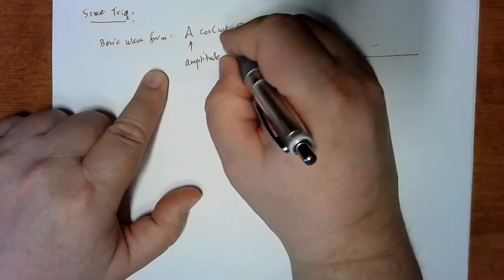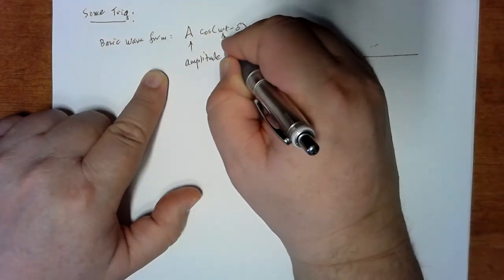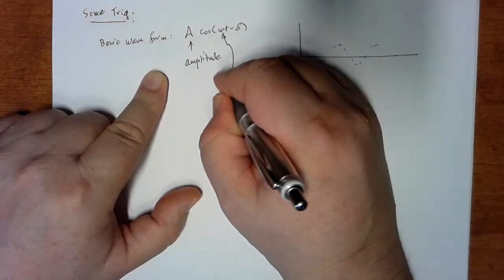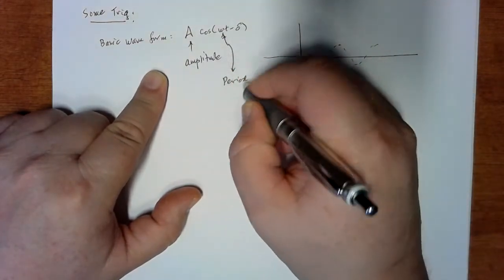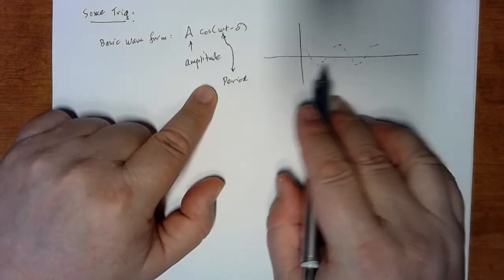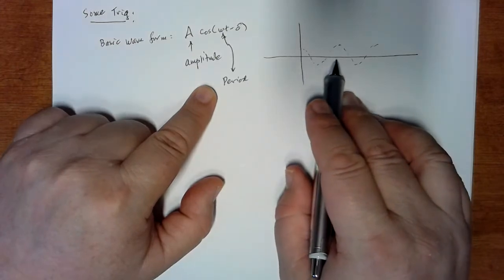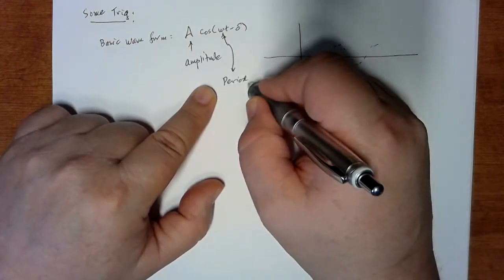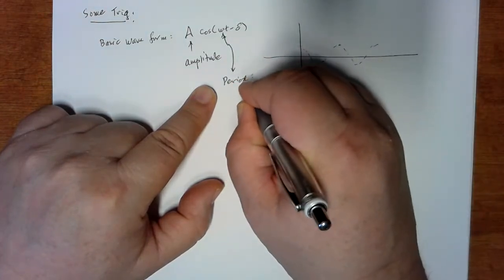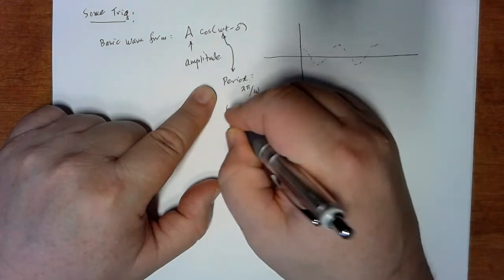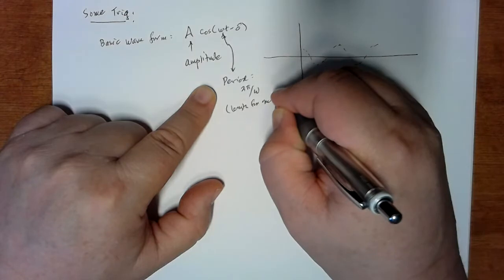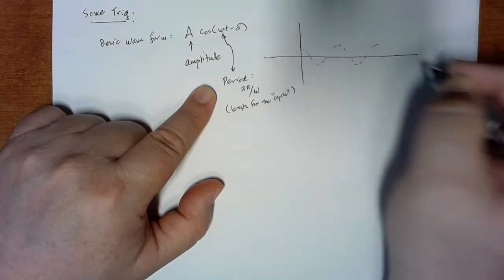The omega here is going to be the number that we use to determine the period of your function. And the period, you might remember, is the length at which the pattern starts to repeat itself, or you could think of it as the length of one cycle. So the period is the length for one cycle, and the period is defined to be 2 pi divided by omega. So that's the length for one cycle of the wave.